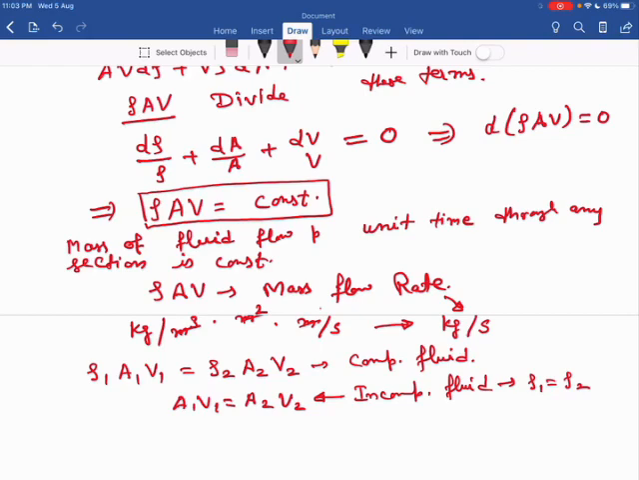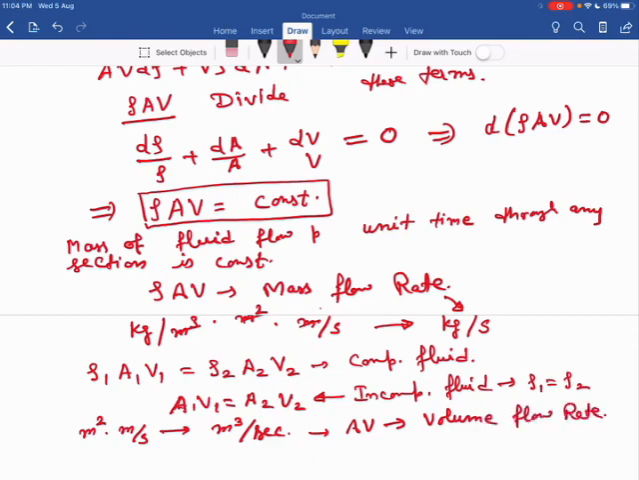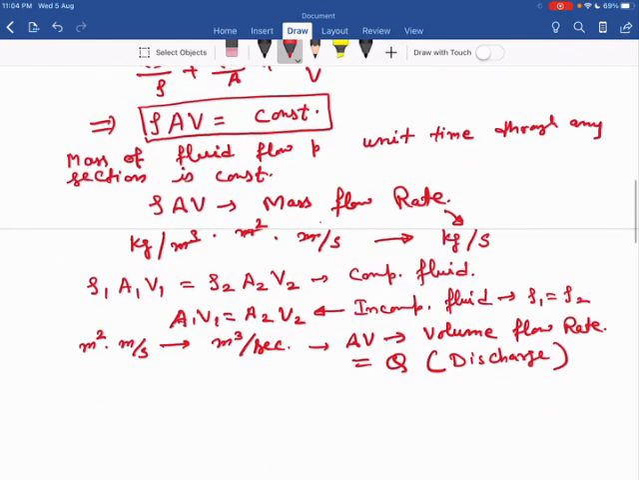Now you see the units for A1 V1 or A into V. The unit for area is meter square and for velocity is meter per second. So this unit becomes meter cube per second. So the term AV represents volume flow rate. This term represents the volume flow rate, and we call it as Q, that is discharge. So volume flow rate is discharge. So now you can say for incompressible fluid, discharge remains constant. That is the continuity equation.